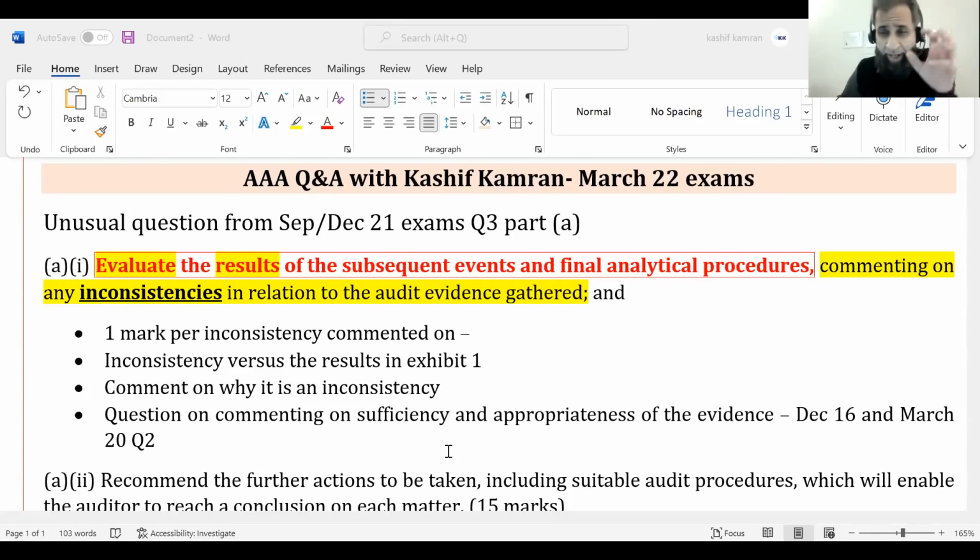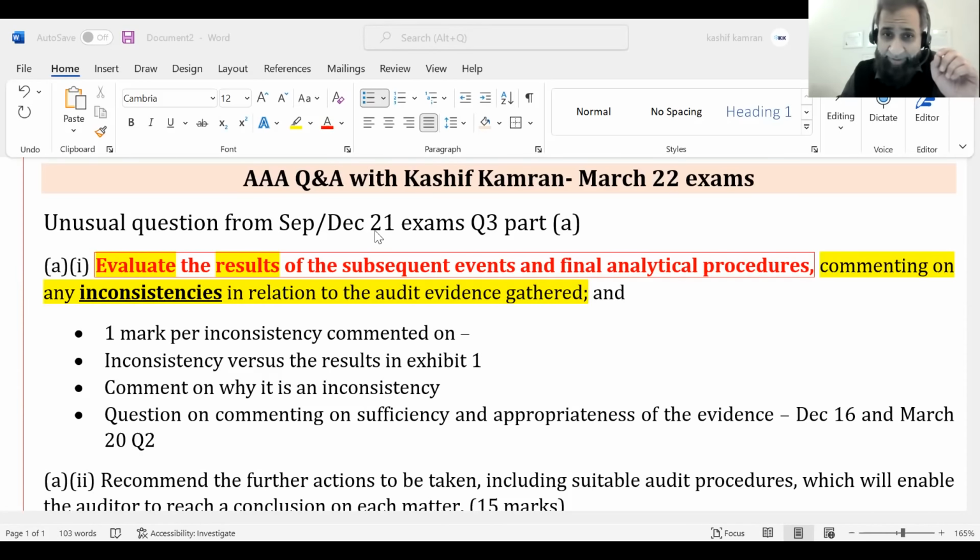Okay, so I think your stress level can go down if you know how to read a question. But a lot of time you get panic or you get stressed out because you don't know how to read a question. So this question was pretty simple. Examiner was asking you to comment on the inconsistency versus the results. The results were given in exhibit number 1, and every comment is 1 mark.